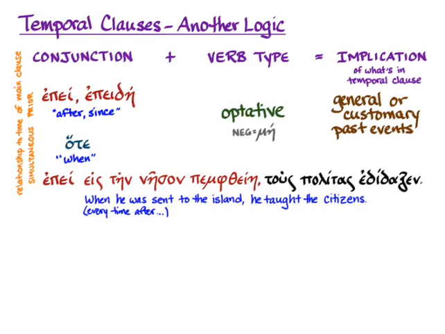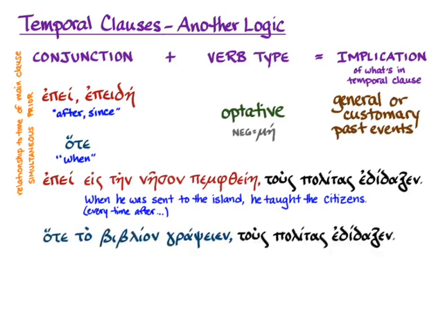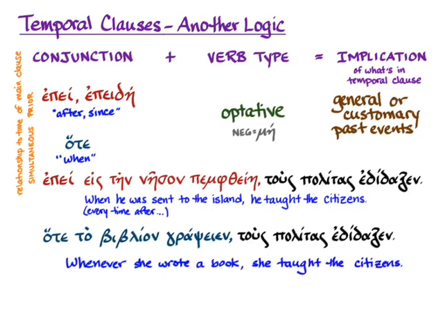After he did that, that's the epei, since that's prior action, he taught the citizens. But I think English most of the time is just going to say, when he was sent to the island, he taught the citizens. Hote to biblion grapseien, tous politas edidaxen. Whenever she wrote a book, she taught the citizens.